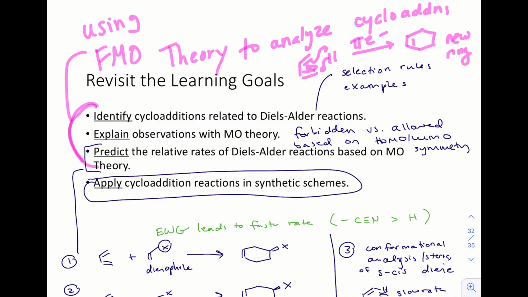Now that we understand more details about when cycloadditions are allowed and not allowed, and what affects their rate of reaction, we will learn a few new cycloaddition reactions and apply those and the ones that we already know to the synthesis of organic molecules. So we'll do that in our next video. Once you're ready, let's move on to that.